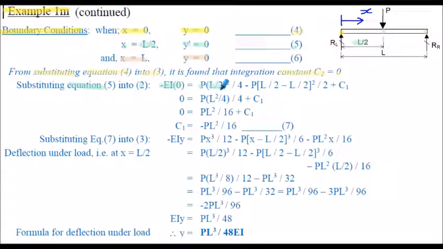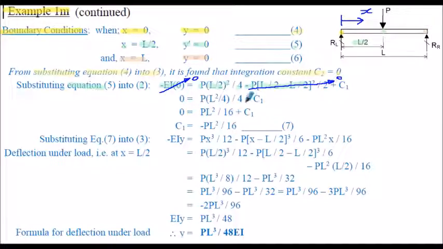which is L upon 2, and that's all squared, divided by 4. We're taking away p, and in the bracket we've got the x minus L upon 2. Well, x is L upon 2, so that whole bracket will disappear. So we will lose this term, that will become 0. We will lose this entire term here, that will become 0.